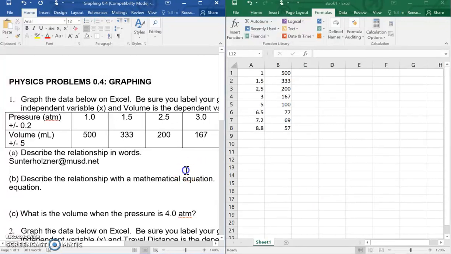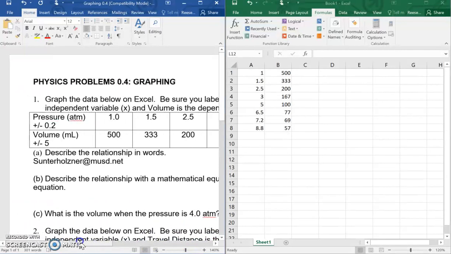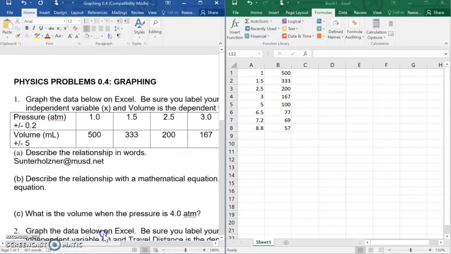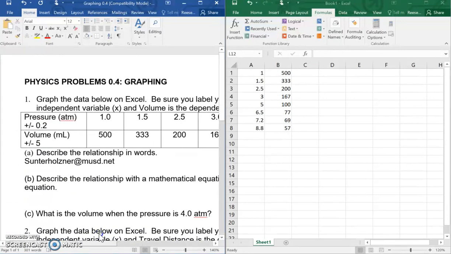You guys had some homework last week involving this data in this worksheet, graphing point 4, physics problems point 4. So basically IB is going to want their graphs to be in a certain way, and I want to go over those details. They're going to want trend lines, equations on the graph, and error bars on the graph, that kind of thing. So I wanted to put this together for you in case you were unfamiliar with how to do that.